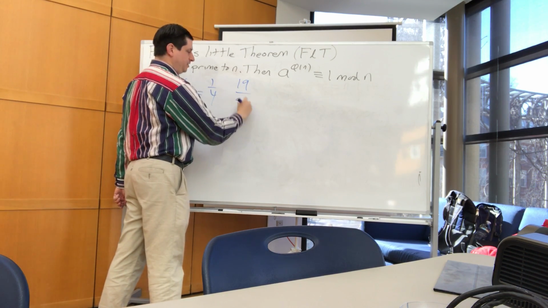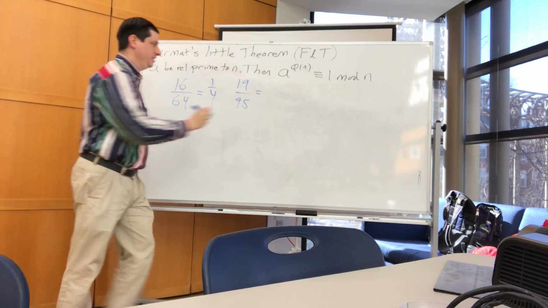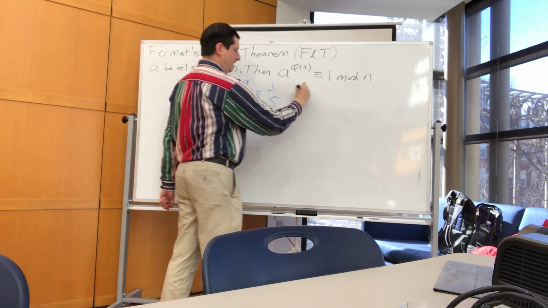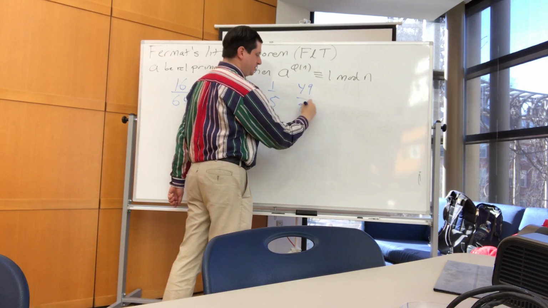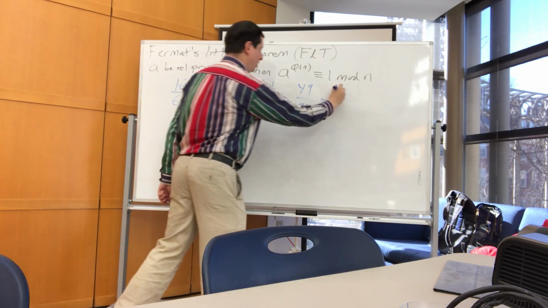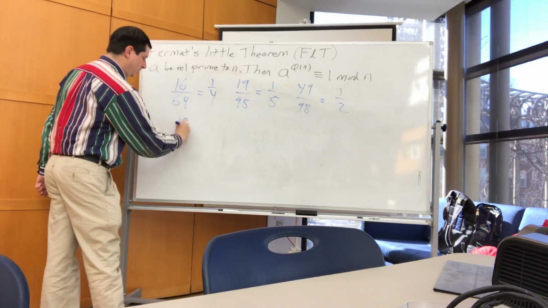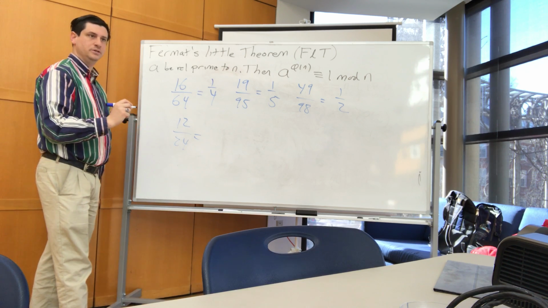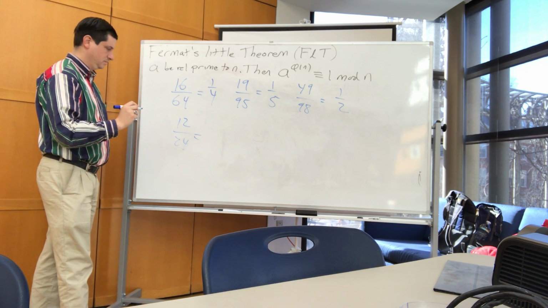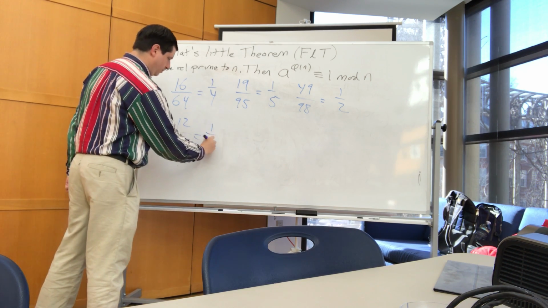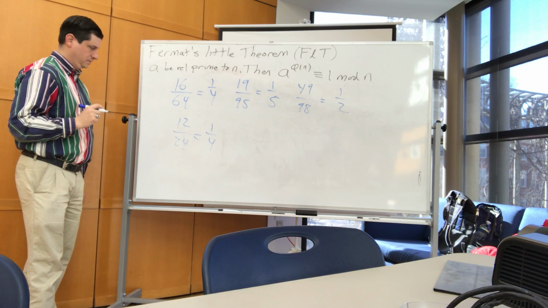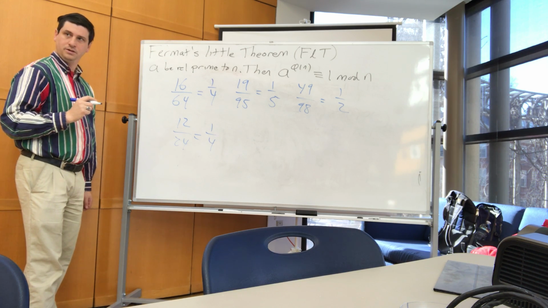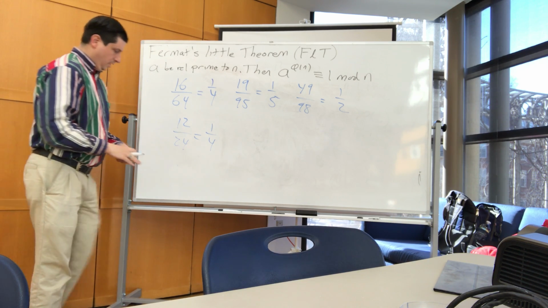19 over 95 in lowest terms. Okay, you guys are fast. 49 over 98 in lowest terms. All right, let's do one more. 12 over 24 in lowest terms. I get a 4th. 24? Yeah. 12, 48.